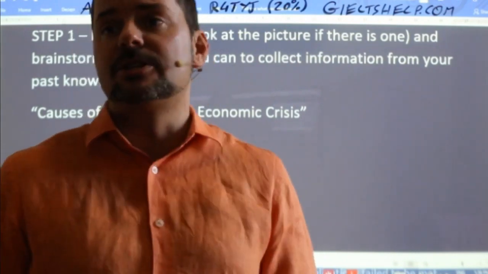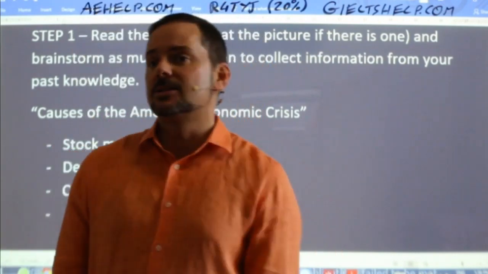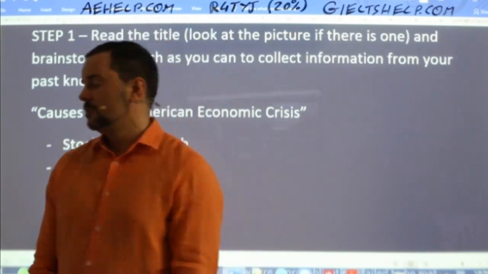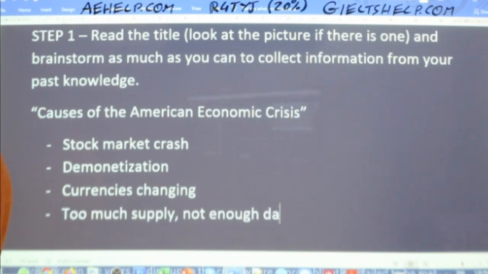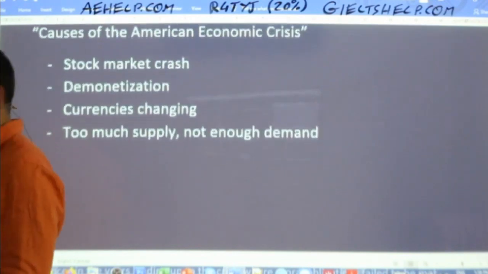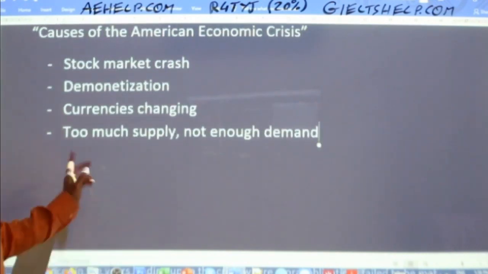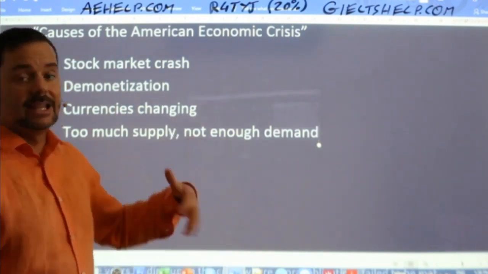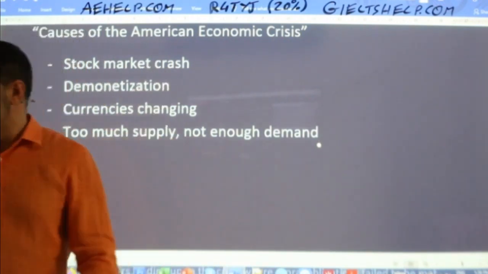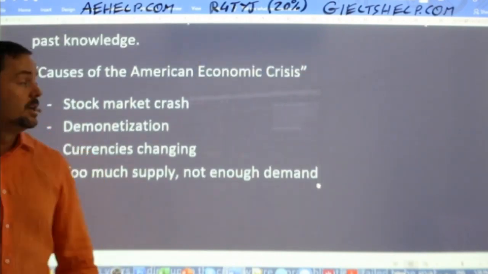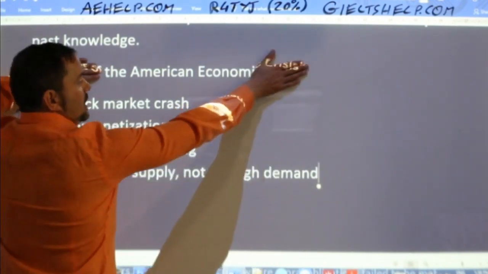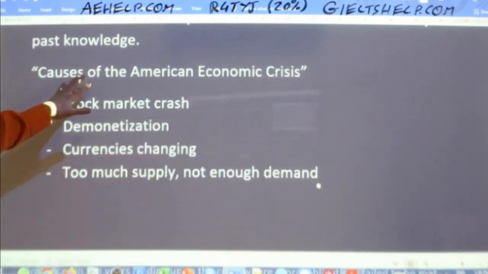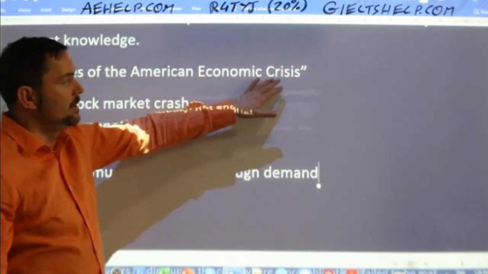more detailed response. So Abhishek, you're saying demand and supply, but again, you want to maybe say a little bit more, like too much supply, not enough demand. Okay, so say at least this much, Abhishek, too much supply, not enough demand. That leads to a crisis. Students, we're not just talking about the economy. So the title of the passage is not simply the American economy, but the title of the passage is Causes of the American Economic Crisis.